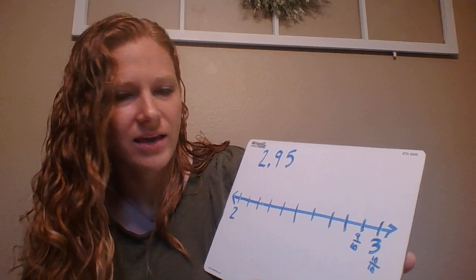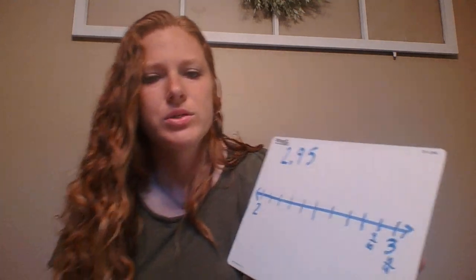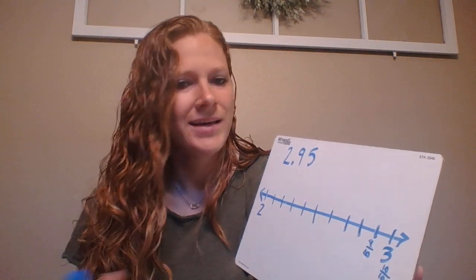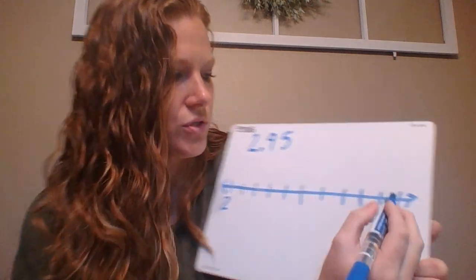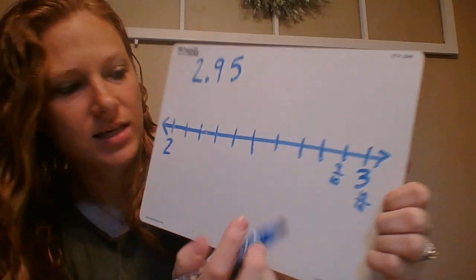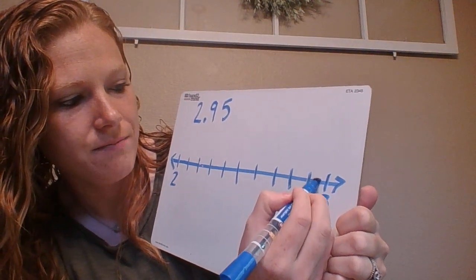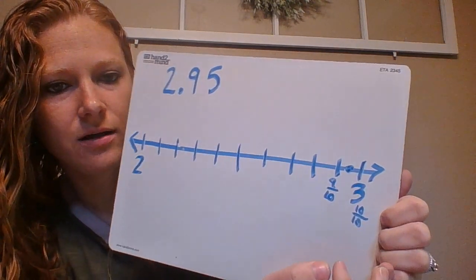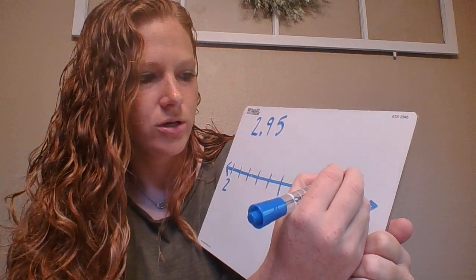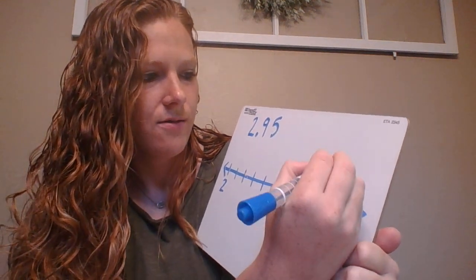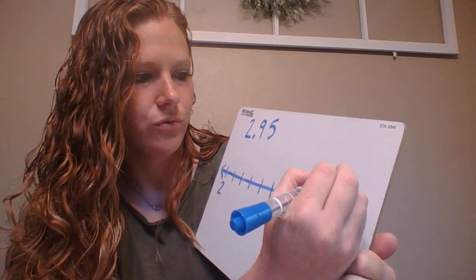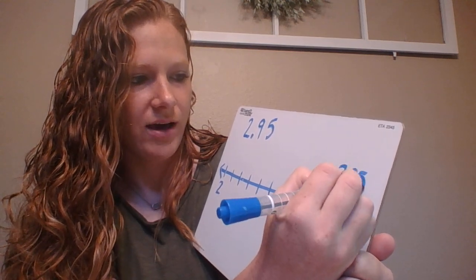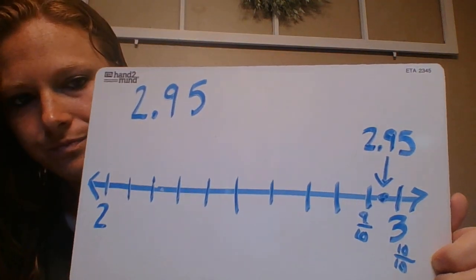So where is 95 between 90 and 100? It's exactly in the middle. So if you were to look closely, you would put it right in the middle between 9 tenths and 3 wholes. And I'll draw an arrow so you can see that that is where 2 and 95 hundredths would go. All right.